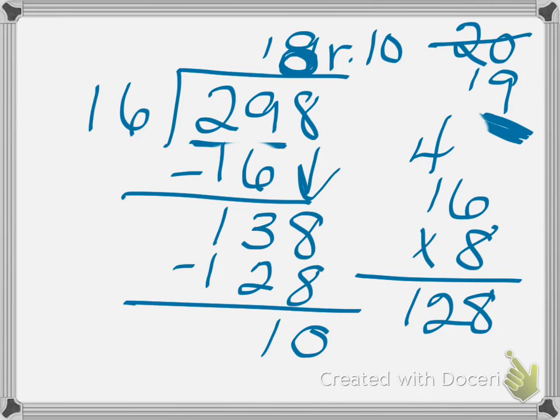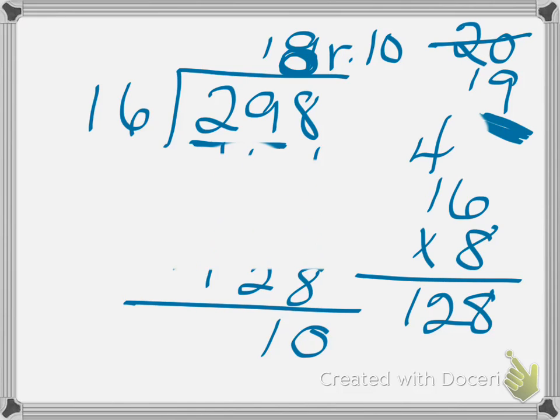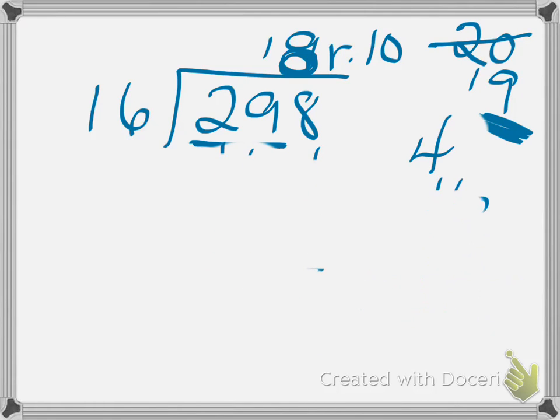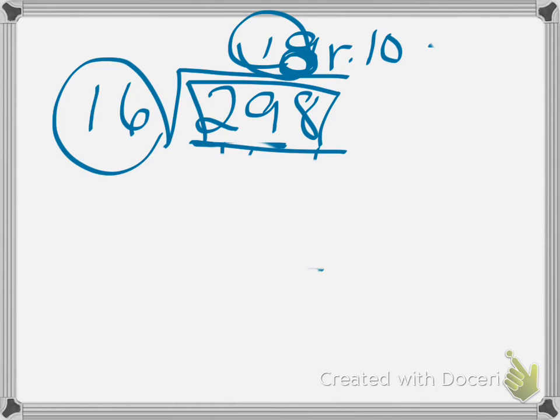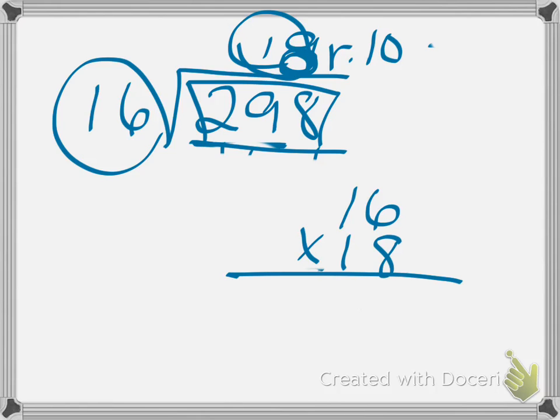Now I'm going to double check and make sure that it all works out. Okay? So I'm going to multiply those digits on the outside and see if they add up to the divisor, or the dividend, I mean. So now I'm going to do 16 times 18. And then I'm going to add on my remainder at the end.